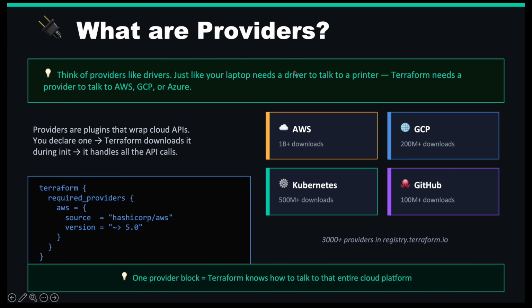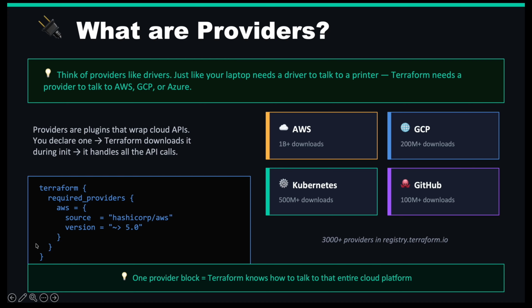Think of a provider like a driver. Just like your laptop needs a driver to talk to a printer, Terraform needs a provider to talk to your AWS, GCP or Azure cloud. Providers are nothing but plugins that wrap cloud APIs. You declare one in the Terraform block, and when you run the terraform init command, it handles all the API calls. I have given an example.